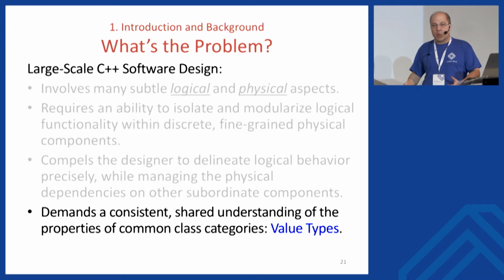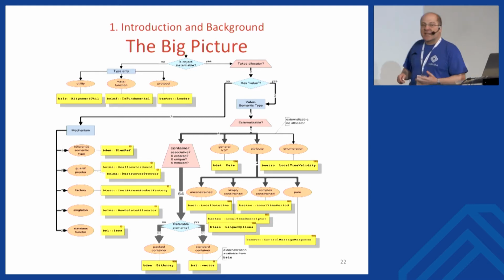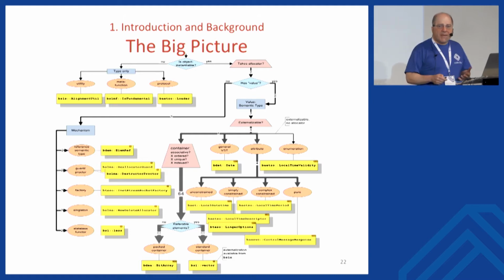So anyway, finally, we need to share the understanding of the properties of the software that we write, and that's what we're going to talk about today, and we're going to talk about something called value types. So here is the big picture. This is a flow chart or a taxonomy of different kinds of class categories. And there aren't that many, believe it or not. You don't need a lot of different things. You have some basic, a noun, a verb, that kind of thing.